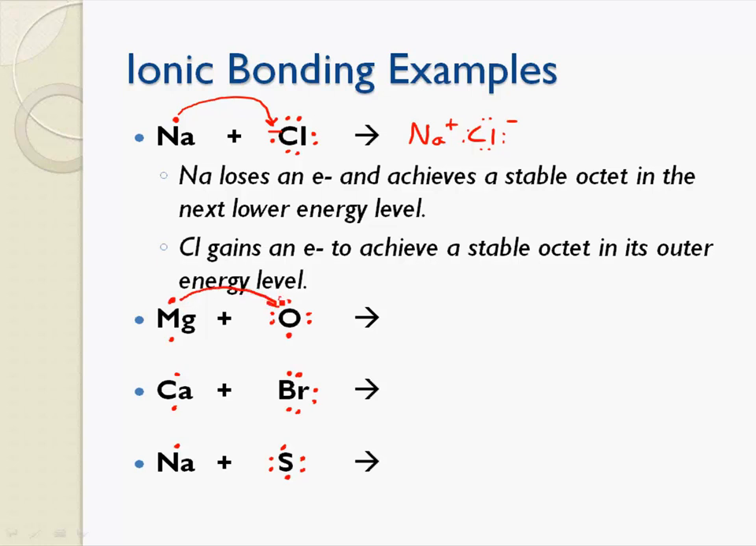Well, magnesium's got two electrons to give, oxygen needs two, so one electron's going to jump up top, one electron jumps on the bottom. What's the charge on magnesium going to be? Positive two. Oxygen is going to turn into negative two, right? Because it just gained two electrons.